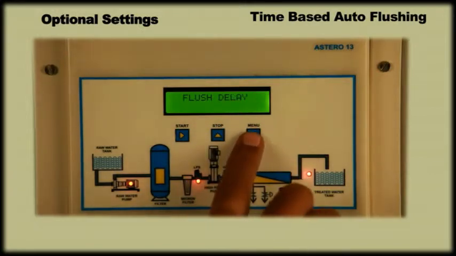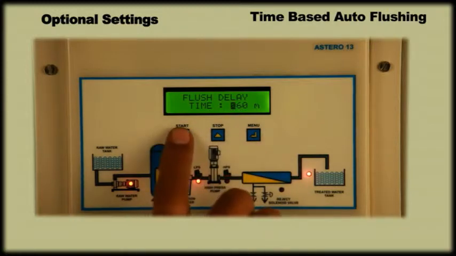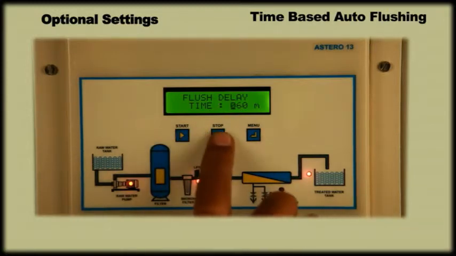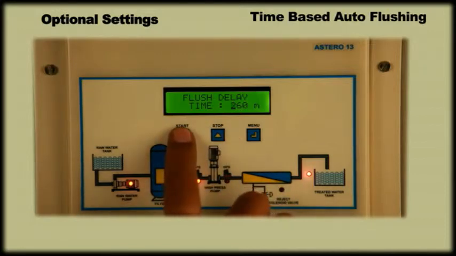The display will show flush delay. On pressing Menu key again, it will show previously set delay time. This is the duration of time after which the panel will automatically start flushing. You can set the time in minutes. For your understanding, let's enter 240 minutes and press Menu key.